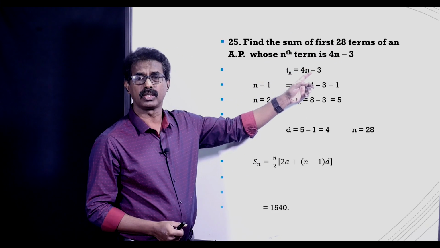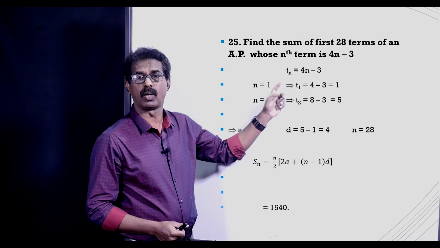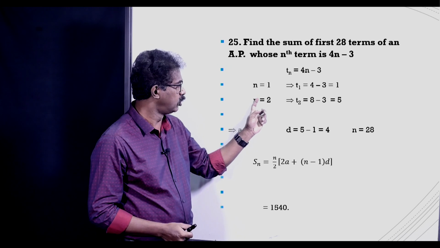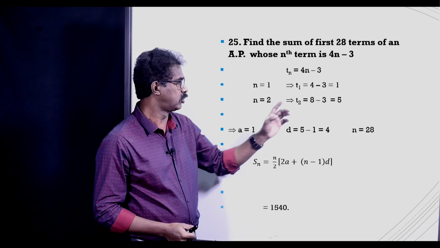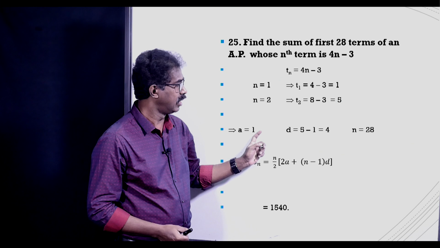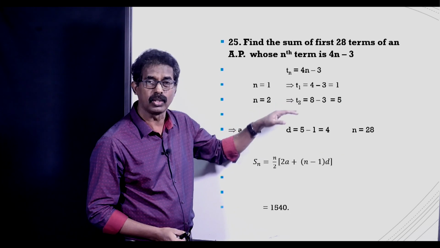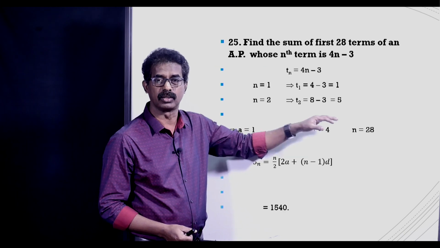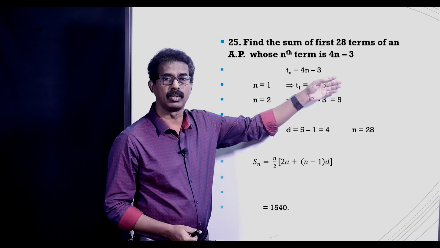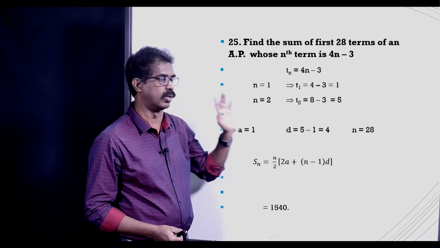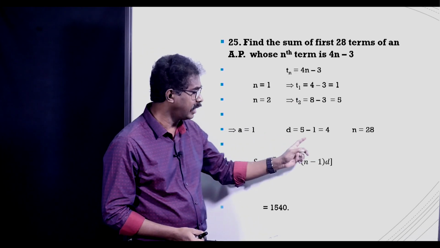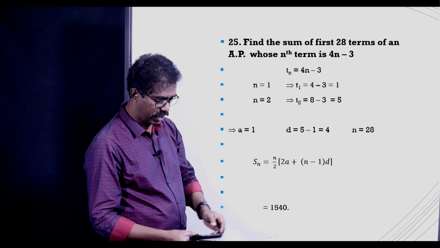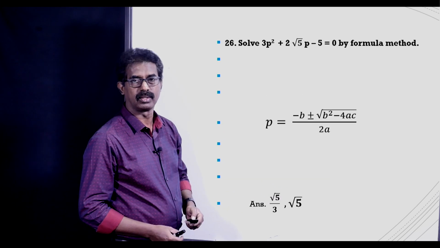Nth term is given. You put n equal to 1, you get the first term. You put n equal to 2, you get the second term, right? So first term you take as a, and the second term also you know now, so you can write the common difference. Common difference, what's the formula? T2 minus T1. So T2 is 5, minus T1 is 1, 5 minus 1, it is 4. So once you know a value and d value, you can substitute here. You will get the answer as 1540. That is the answer. Okay, now look at the next question.